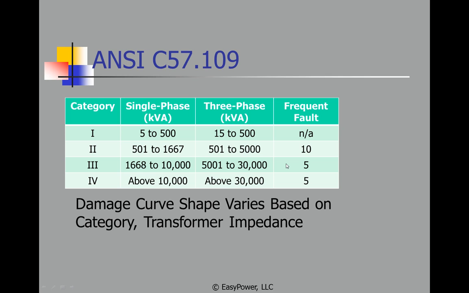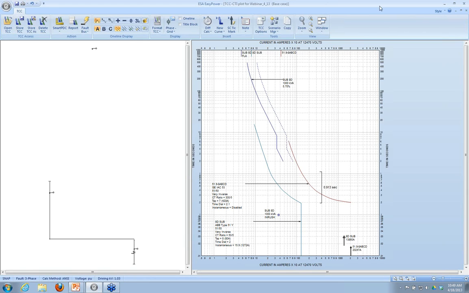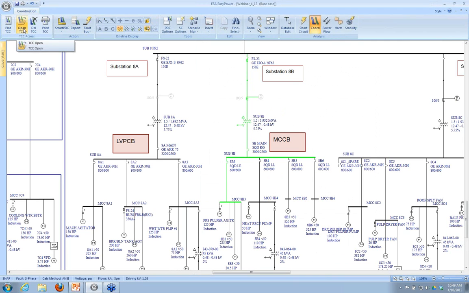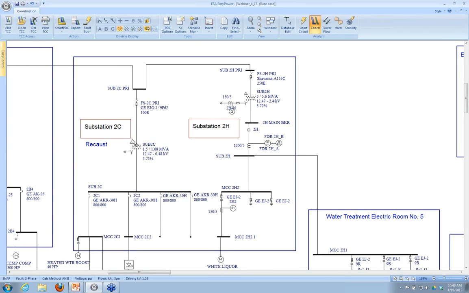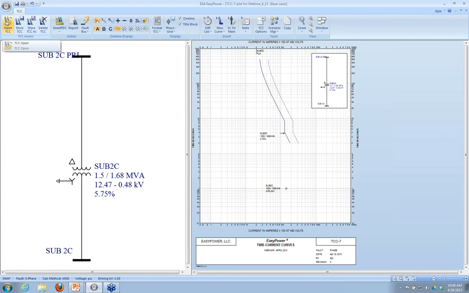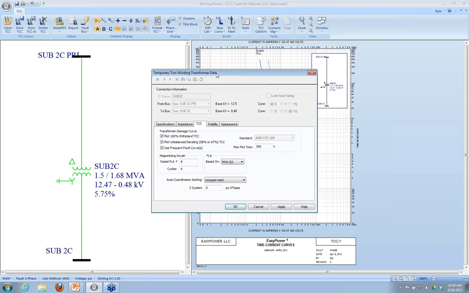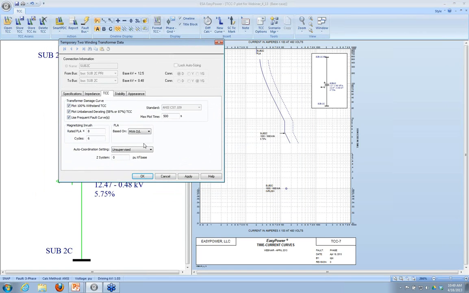Let me go back to EasyPower here. If I'm still in coordination, I have my transformer. If I just say plot TCC, I'm going to get my damage curves. If I double click on this, I get my data for this transformer. I can edit this protection data. Down here we have a box called frequent fault curves. Right now it's checked, that's the default. If I uncheck this and say apply, then this straightens out.